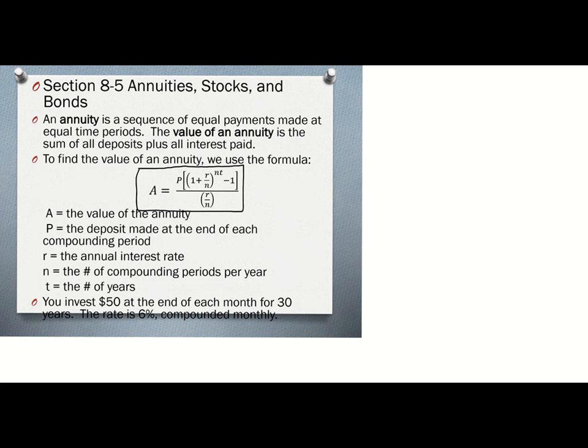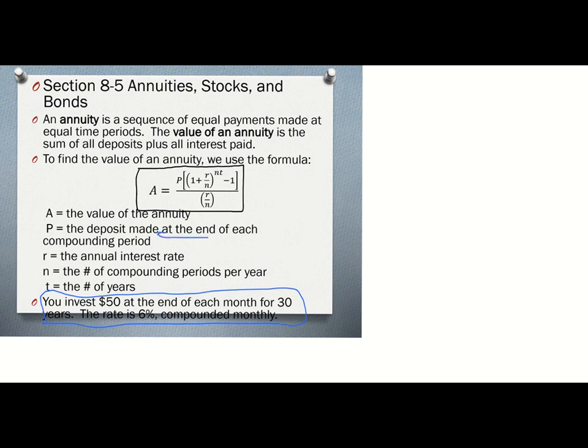So the problem that we're going to do is you're going to invest $50 at the end of each month for 30 years, and the rate is 6%. You want to figure out, if compounded monthly, how much you'll have at the end of the 30 years. So we'll use our formula.